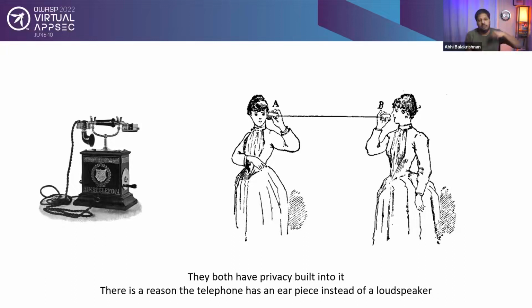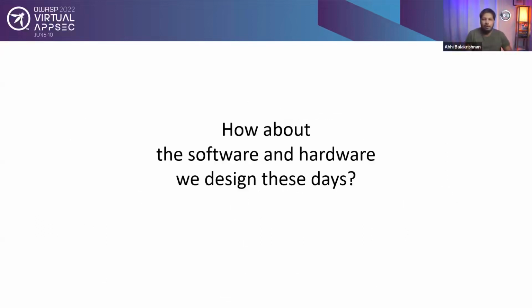There is a reason the telephone has an earpiece instead of a loudspeaker. Even with the lover's phone, one has to place it over their ear to hear what the other person is saying. It is not like you put it over there and everybody around you can hear it, right? So they have privacy built into them. And those are ancient stuff. How about the software and hardware we design these days? Many of these software and hardware are not designed with privacy in mind.